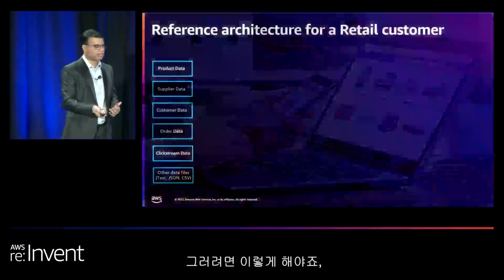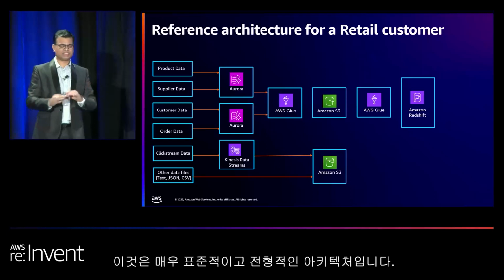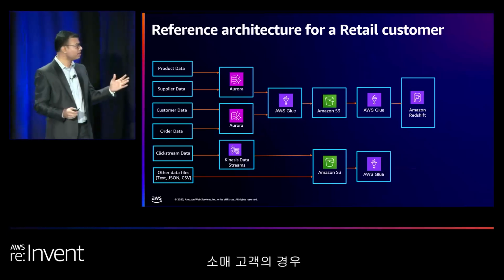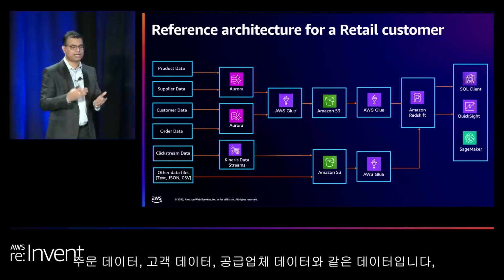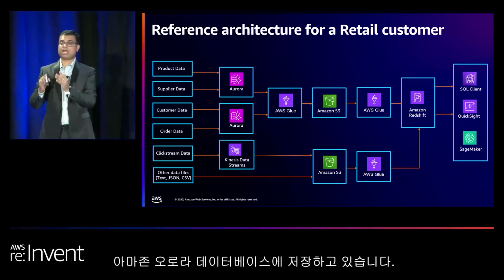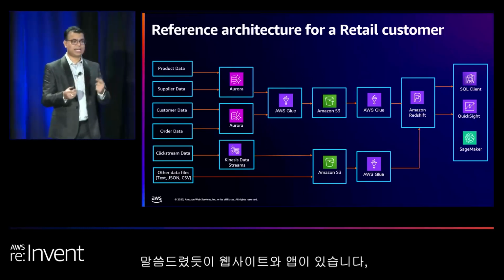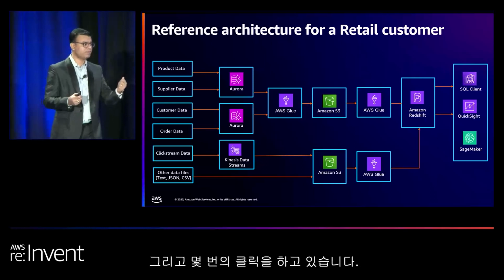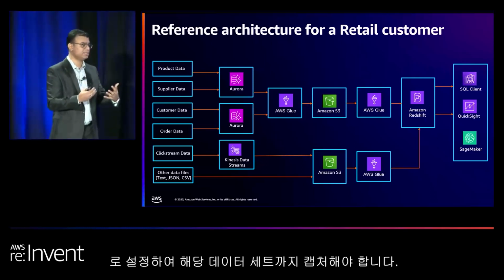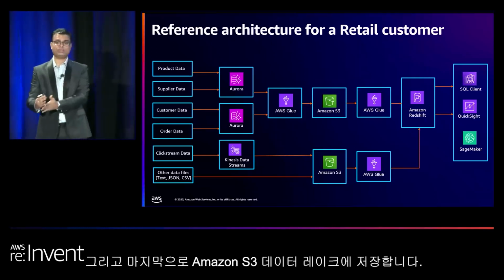So for that, you will be designing an architecture something like this. This is a very standard, typical architecture for a retail customer, where you have data like order data, customer data, supplier data, product data, and you are storing it all in Amazon Aurora databases. And then the clicks, right? As I said, you have the website and the app, and you are getting several clicks. Based on those clicks, you want to capture those data sets as well. So that data you will stream through Kinesis Data Streams, and finally store in the Amazon S3 data lake.